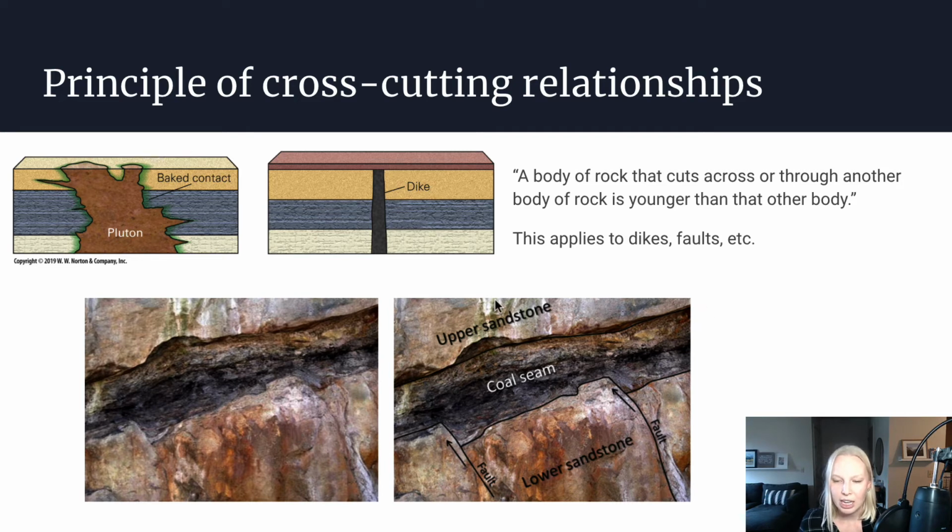But if we look at the annotated version of that picture here, you can see that at the bottom there is a lower sandstone, which is overlain by a coal seam, which is overlain by the upper sandstone. So you have sandstone, coal seam, sandstone. And that lower sandstone is actually cut by two faults. So there's a fault here, and you can see that it's displaced the sandstone in such a way that there are these step shapes.